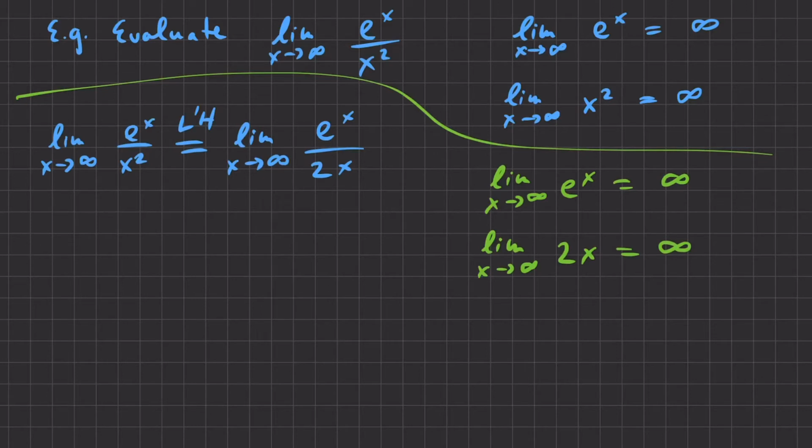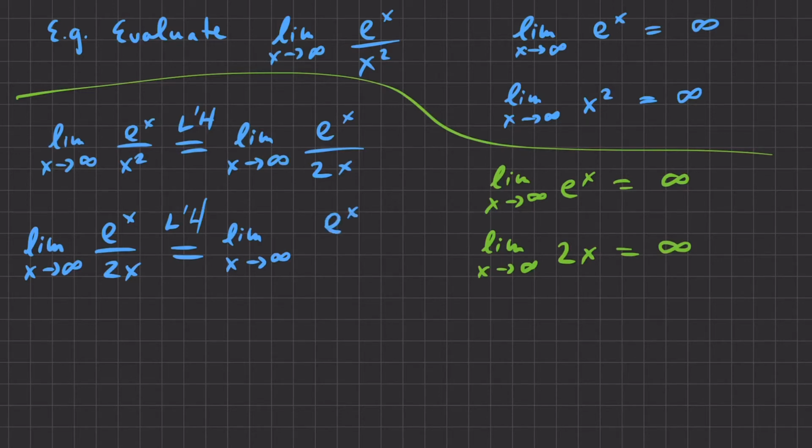So now I've got that the limit as x approaches infinity of e to the x over 2x is equal to, using L'Hôpital's rule, the limit as x approaches infinity of, well, e to the x stays the same. The derivative of 2 times x, rather, is just 2. And this is actually pretty straightforward to evaluate, right? That's just infinity.